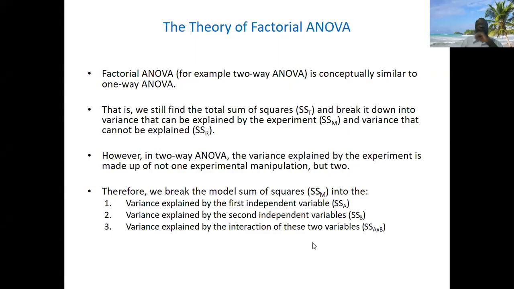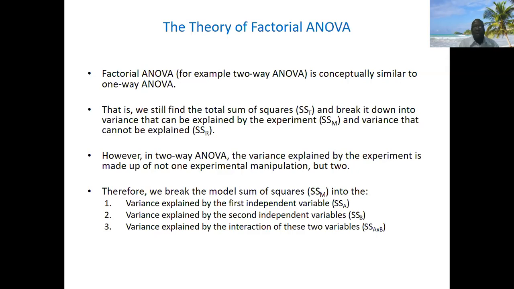Let me continue. So you still find the total sum of squares and residual sum of squares. This total sum of squares, we break it down into sum of squares between and within. The between is the model, the within is the residual. The words model and residual are more commonly used in regression, but they are the same. We use model and residual and don't want to use between and within because something will happen later, and it may confuse people. But between is still the model and residual is within.